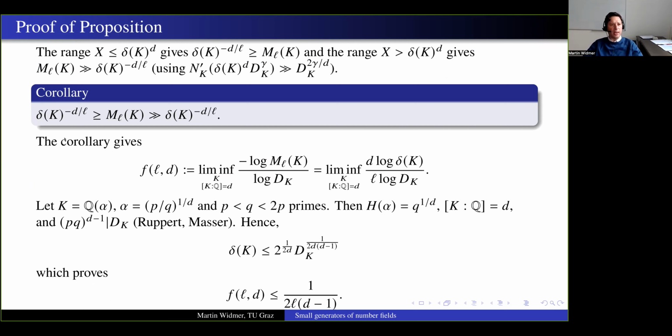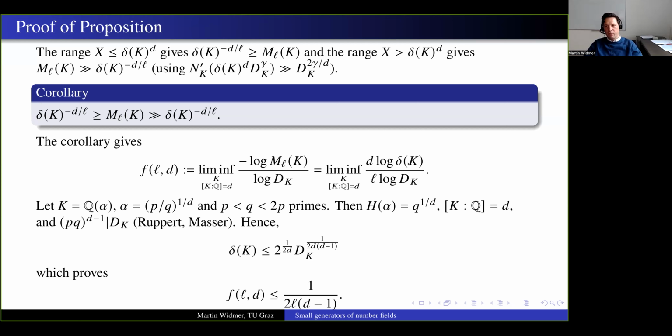Okay, so this has a consequence. It tells us that MLK is pretty much exactly delta to the minus DL. The lower bound comes when you consider the infimum that defines MLK over the range x smaller or equal to delta k. In this case, n prime at x is simply 0, and the infimum in this range is precisely delta to the minus DL. For the range x larger than delta to the d, you use the previous observation, do a quick computation, and get the lower bound for MLK. And so you plug this in, and you find that FLD is just the limit of d log delta k over L log dk, as k runs over all degree d fields.